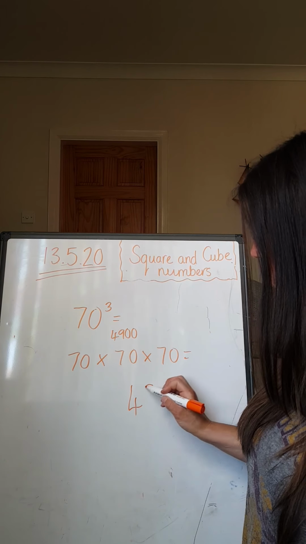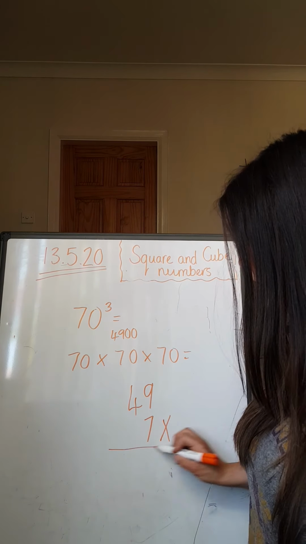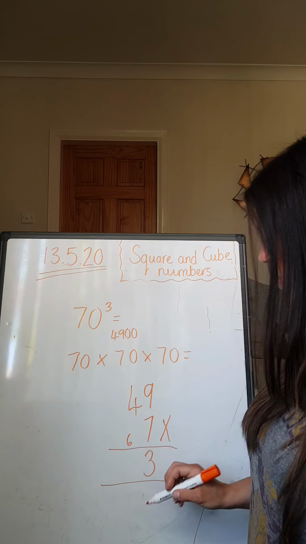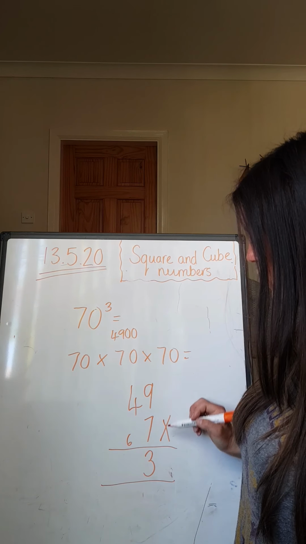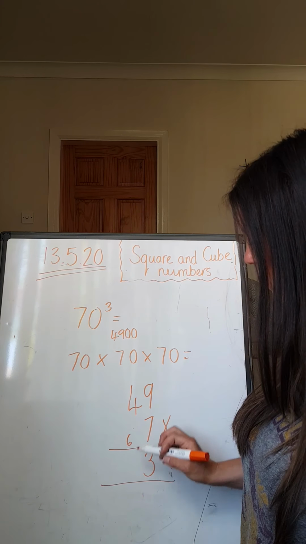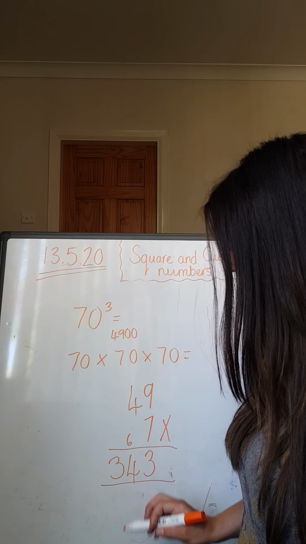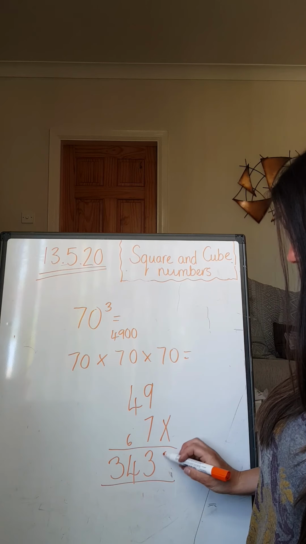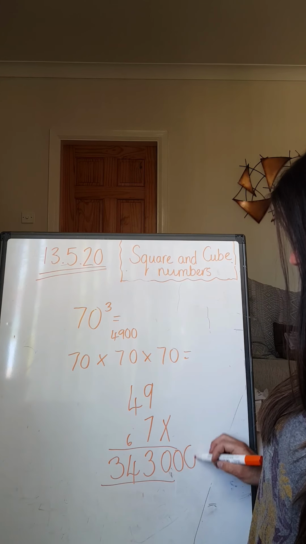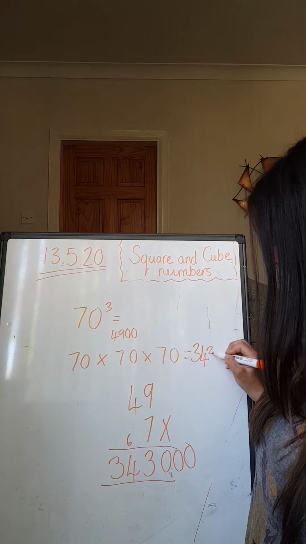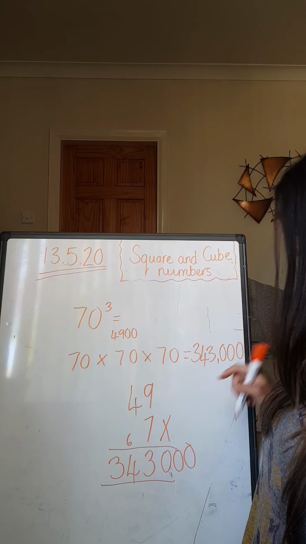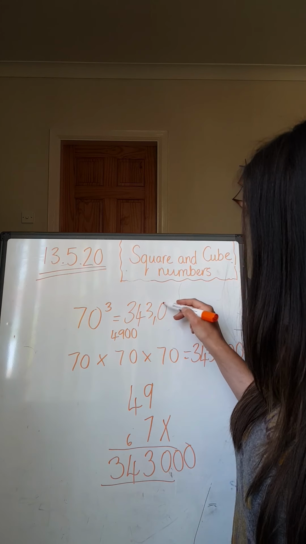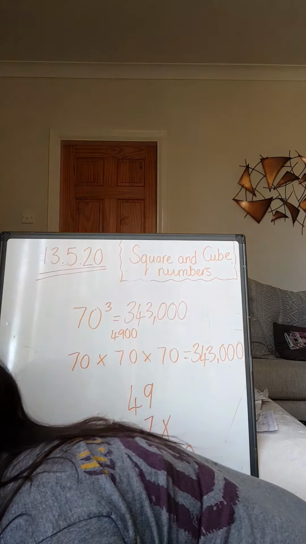So I'm just going to do 49 times 7 in a column, work it out. 9 sevens are 63, 3 in the box, 6 on the doorstep. 4 sevens are 28, 29, 30, 31, 32, 33, 34. So 343, and then the 2 zeros on the end, and then this extra 0. So I've got 3, 4, 3, 0, 0, 0. The answer is 343,000.